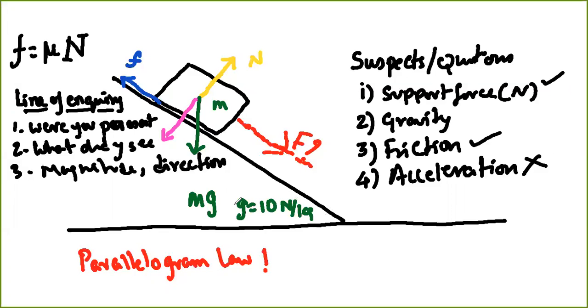Did you see anybody around you during the crime scene? Well, just the usual suspects. There was the normal reaction force. I think you call it the support force. There was friction, but he was trying to prevent the object from sliding down.